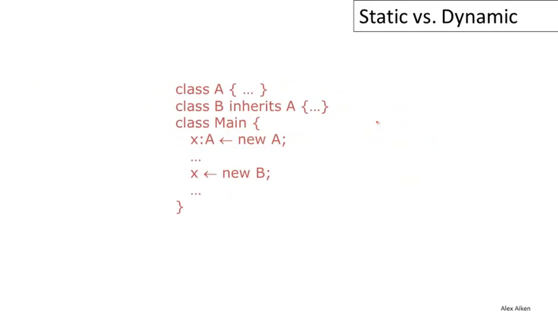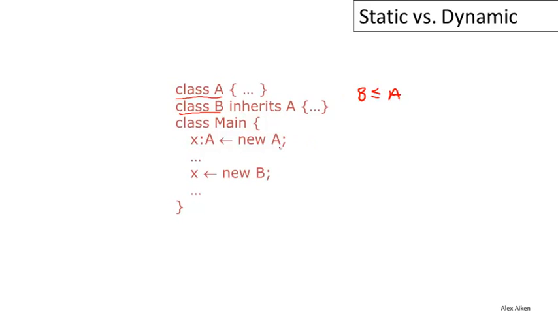Now, the situation is a little more complicated for a language like COOL. So let's take a look at the execution of a typical COOL program. Here's a couple of classes, class A and a class B that inherits from A. So B is going to be a subtype of A, which we'll write like that.